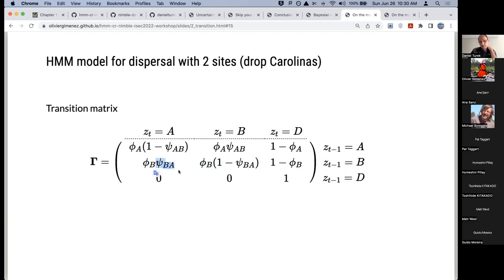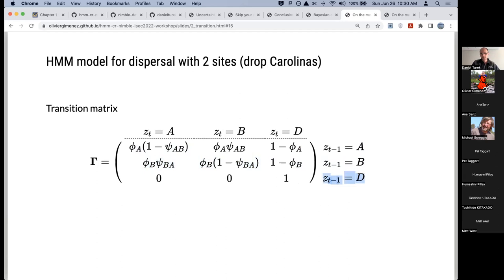And then here is if you're dead in the previous time period, there's no coming back to life, you're guaranteed to be dead in the next time period. So this is our transition matrix. We note there are 4 parameters here, the 2 phi parameters and the 2 psi parameters. So we'll formulate this as a 3x3 transition matrix in the model.